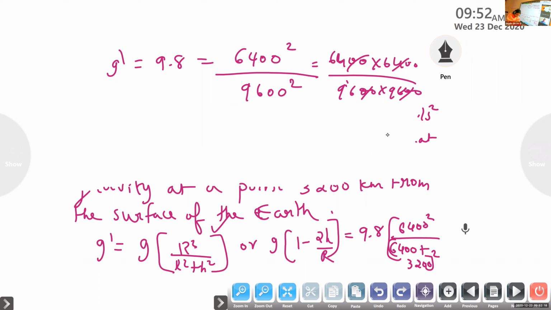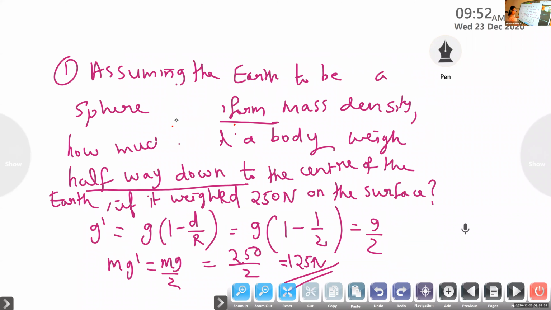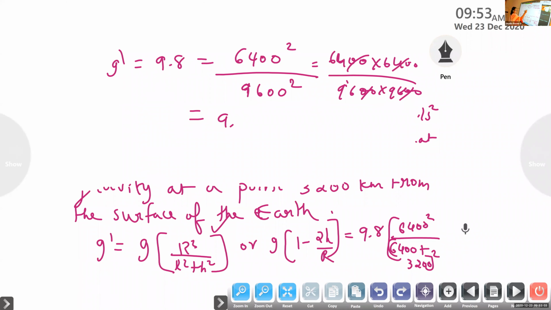Do and give me the answer. If you cancel it, you will get a simple fraction, that is, 9.8 into 2 square by 3 square. Otherwise, you'll get 4 by 9.